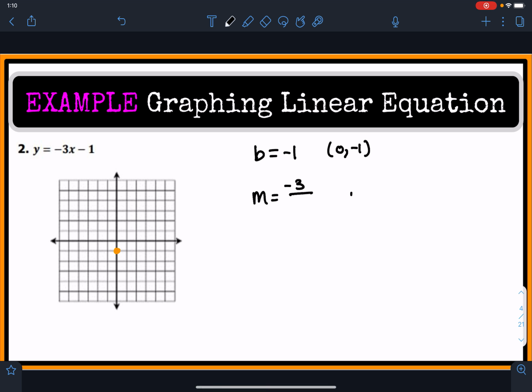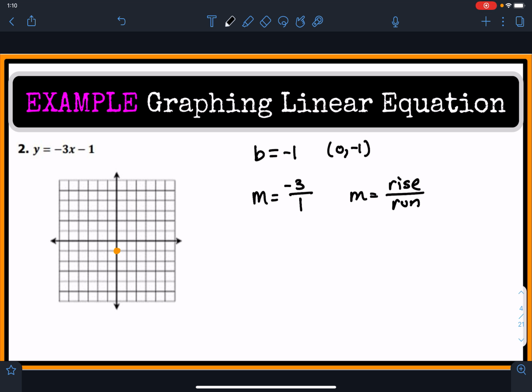But since we need our slope to be a ratio written as a fraction, as one number divided over another, this number is going to be written over 1. And again, that's going to be the trick for any whole number. If the number is not written as a fraction, we do this every single time, just so we can get those two numbers and we know what our rise and run is.